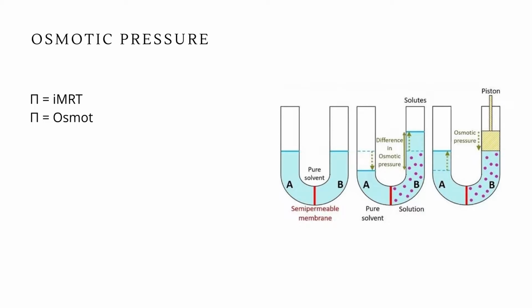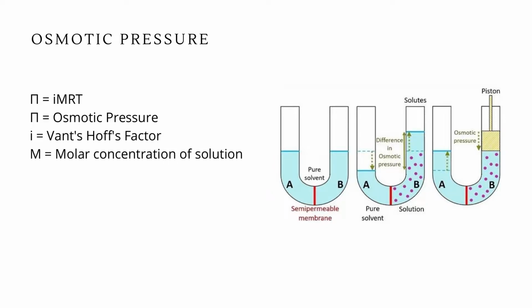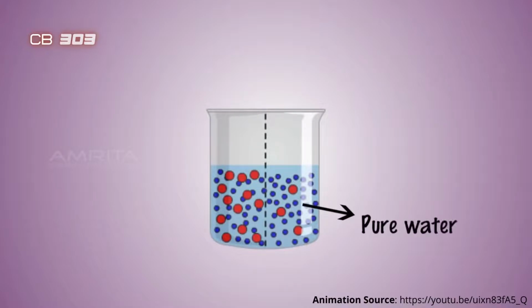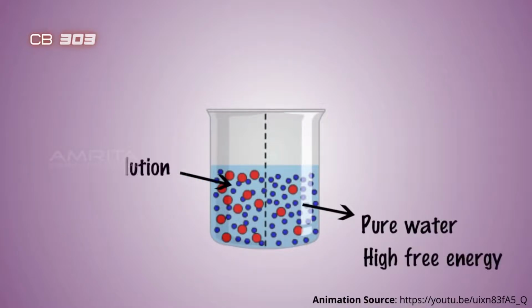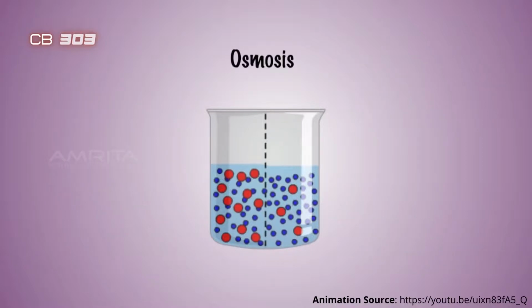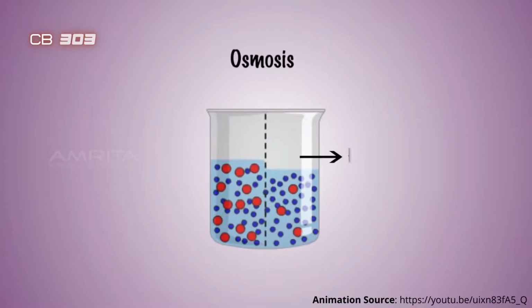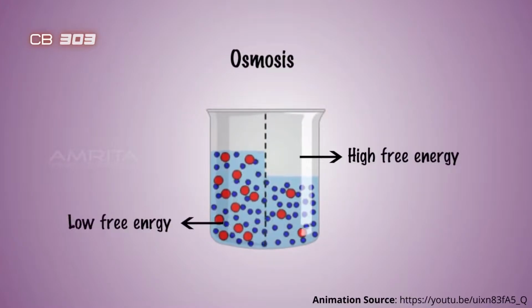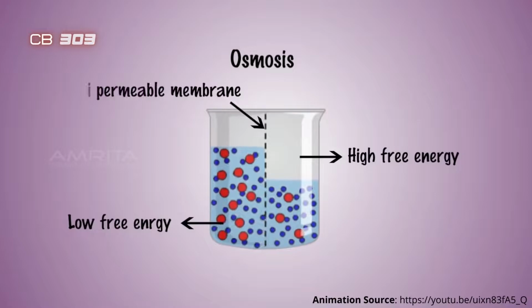The formula to calculate osmotic pressure is pi equals i m r t, where pi is osmotic pressure, i is Van 't Hoff's factor, m is molar concentration of solution, r is ideal gas constant, and t is temperature in Kelvin. The diluted solutions have low osmotic pressure and high free energy, whereas concentrated solutions have high osmotic pressure and low free energy. Since water has a tendency to move toward lower energy levels, water will want to travel toward the zone of higher solute concentrations through a semi-permeable membrane.